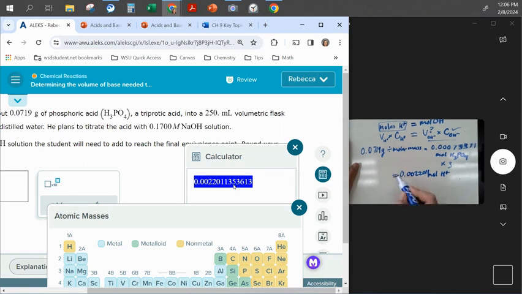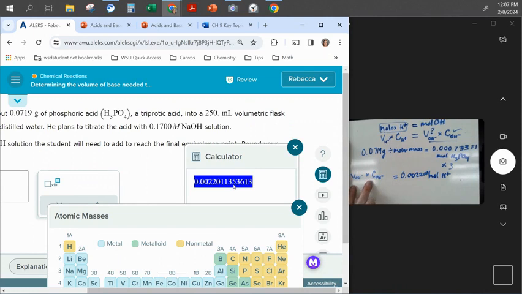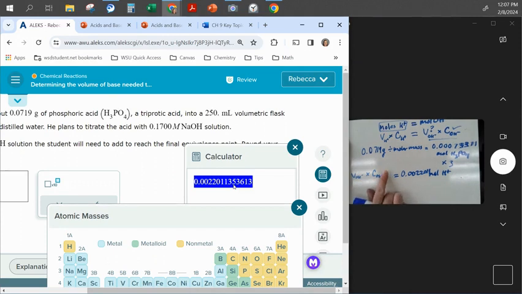Okay, so then this is equal to the volume of the base times the concentration of the base, because remember, volume times concentration gives us moles. We want to have equal moles of base and acid. So if we set these equal to each other, we can figure out the volume of the base if we plug in the concentration. Our concentration of our base is 0.1700 molar.